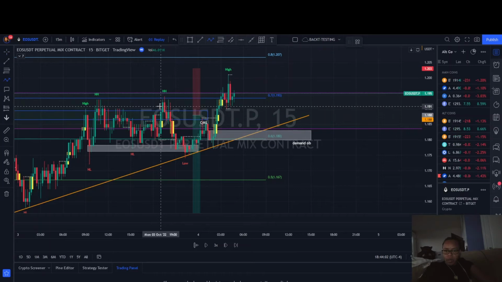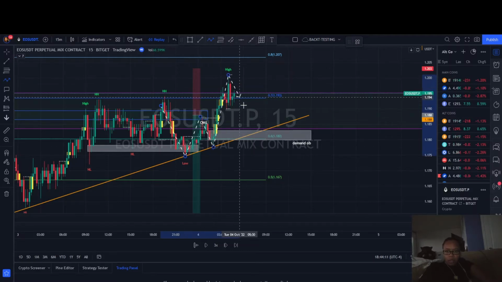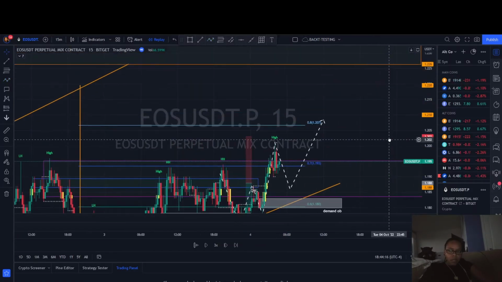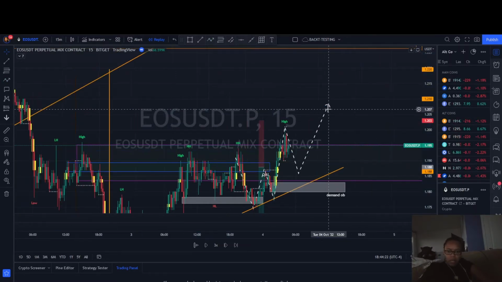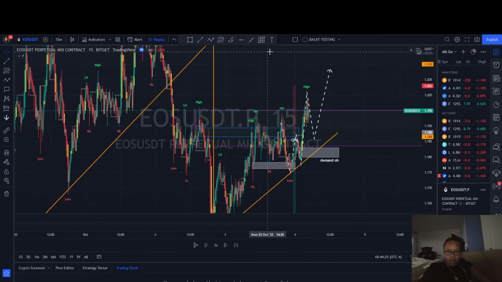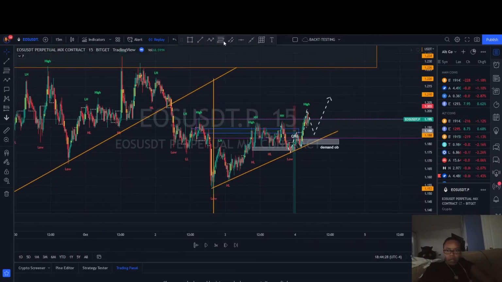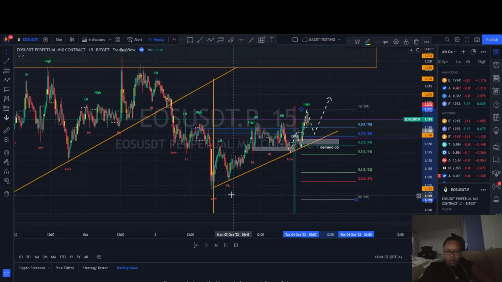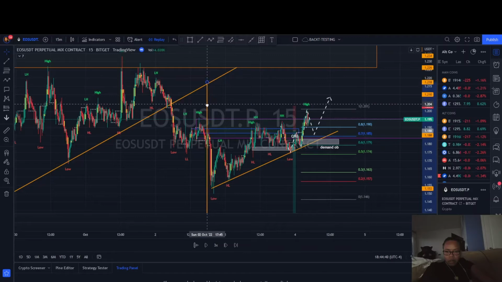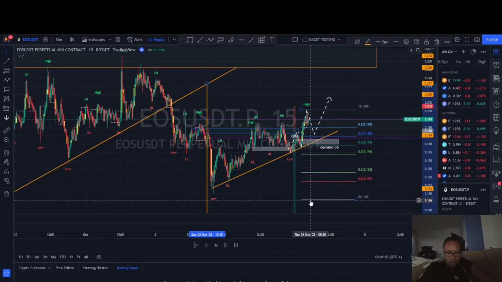So then what I'm expecting is, since we did this, we projected off of it, and I should have drawn this earlier. Come up here and then retrace back down and then continue up. And what's up here? Let's remove our fib and make quick adjustments. See, and draw it the other way. So we have a new high and a new low.